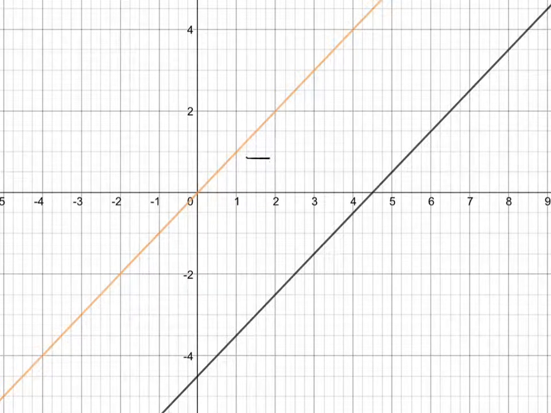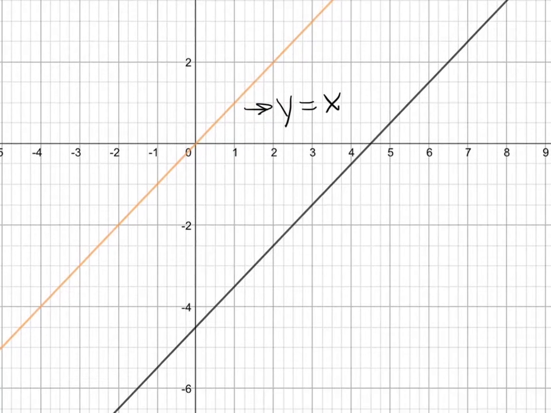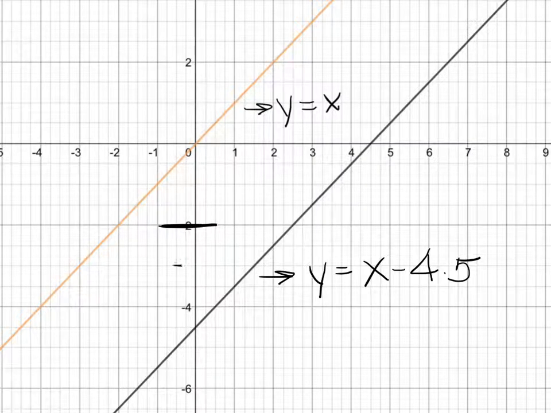And this one is still going to be y equals x. And what is the equation of the new one? Alright, that's right. It is going to be y equals x minus 4.5. Here's 2, so that means this is 3. 4, this would be 5, so that's 4.5.